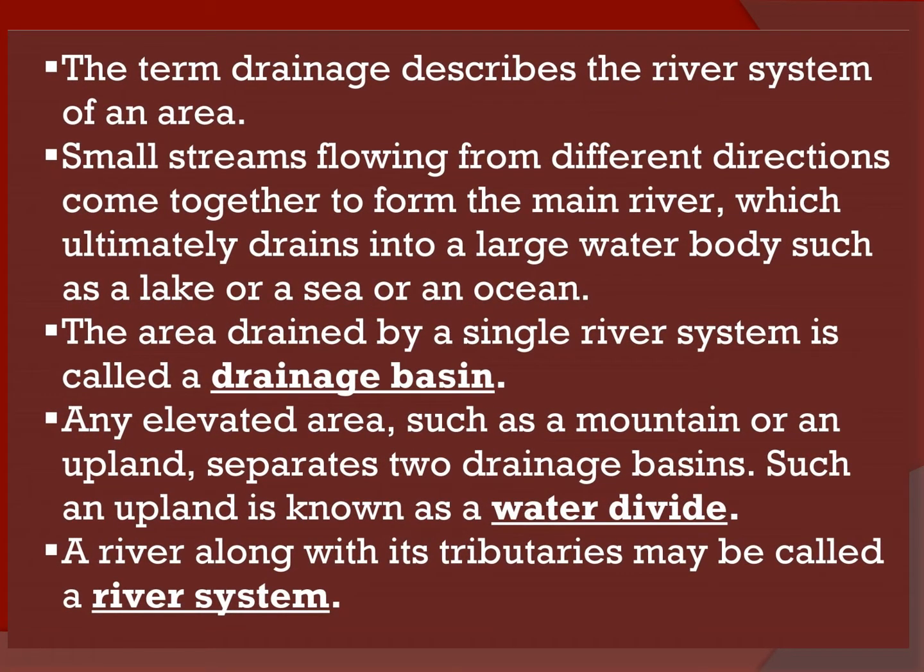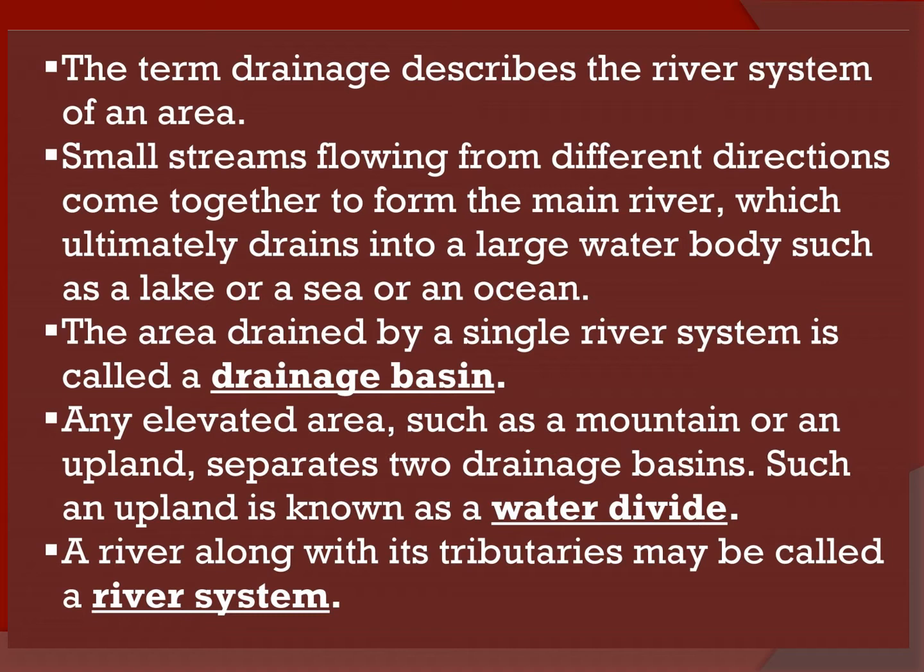So, if we're going to talk about drainage, we need to first know what drainage actually is. As you can see here, drainage describes the river system of an area. Now, what's a river system? A river along with its tributaries may be called a river system. So we have small streams that flow from different directions. They come together to form a main river. This main river ultimately drains to a large water body, such as a lake, a sea, or sometimes an ocean. We'll see some examples of this later.